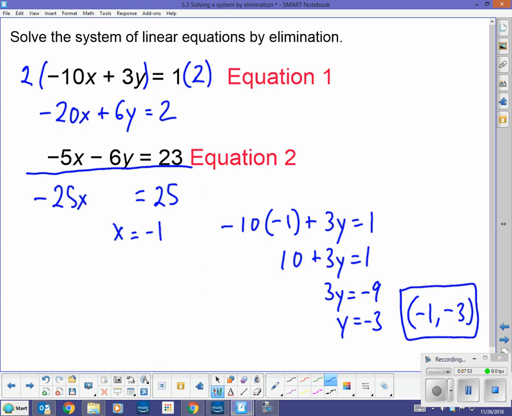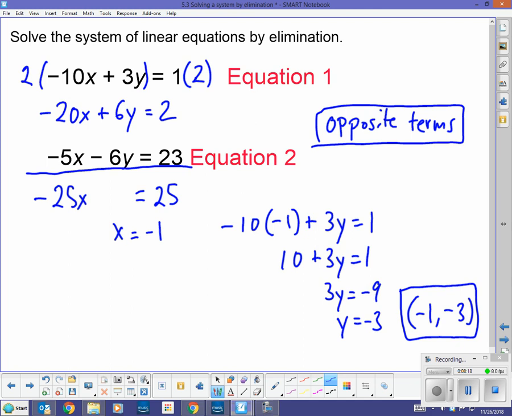Okay? So the problems will get more difficult than this, but again, this is an example of having to multiply one of the equations by a number in order to come up with our set of opposite terms. That's a phrase I'll be using a lot, opposite terms. Opposite means if I add them together, I get a 0. So we're trying to get opposite terms here, okay?